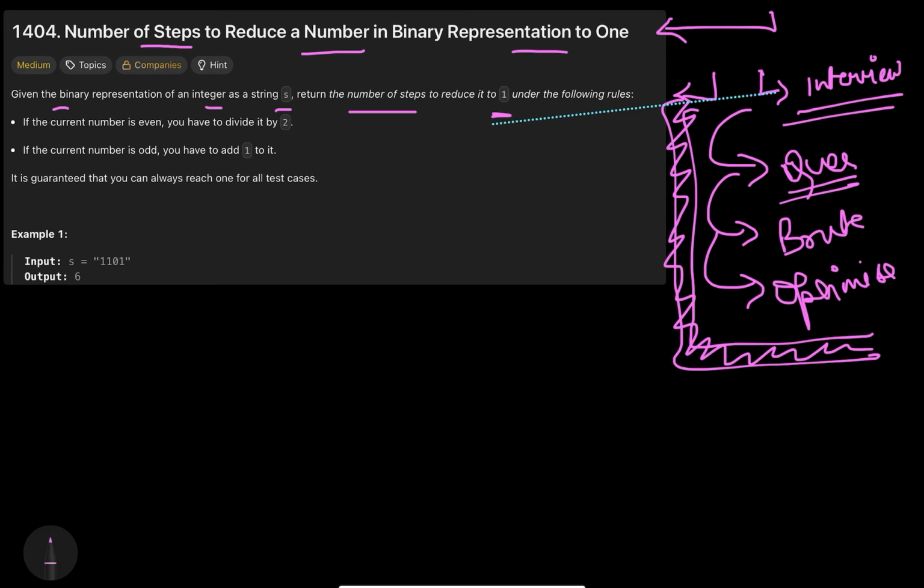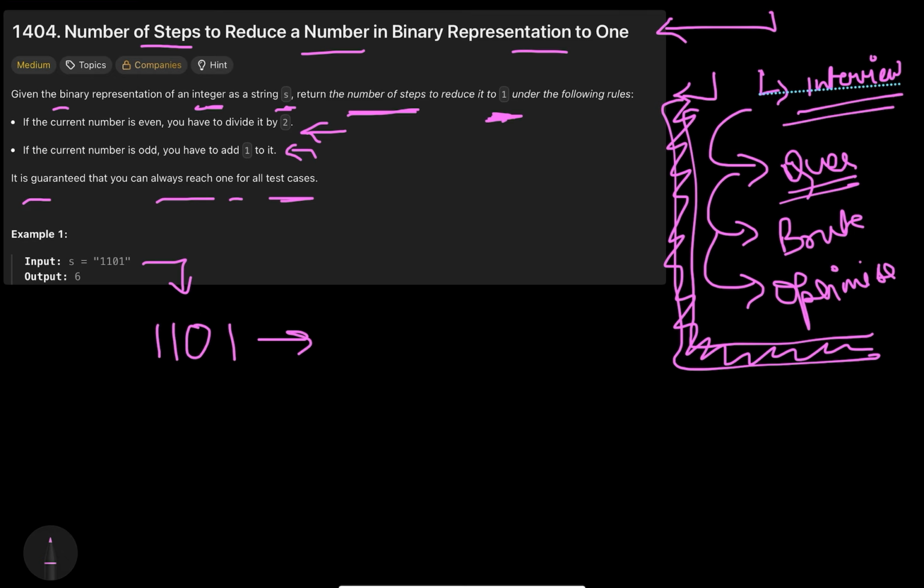So we have been given a binary representation of an integer s, and we have to return the number of steps to reduce it to 1. And what operations do we have to follow? The first is if the current number is even, then we have to divide it by 2. And if the current number is odd, we have to add 1. Okay. And it says that it is guaranteed that we'll always reach 1 for all the test cases.